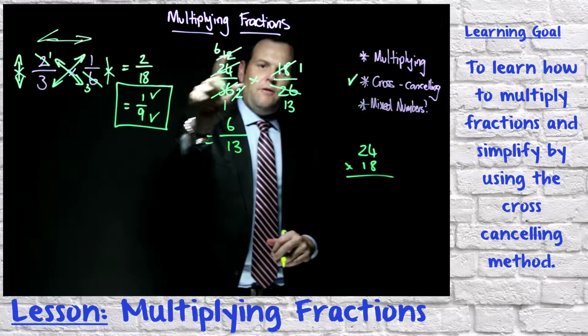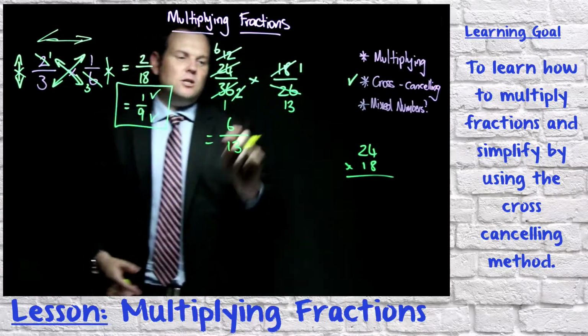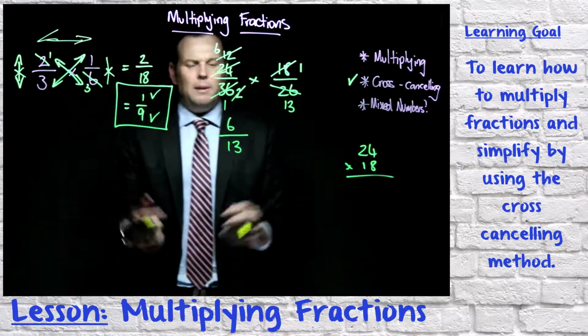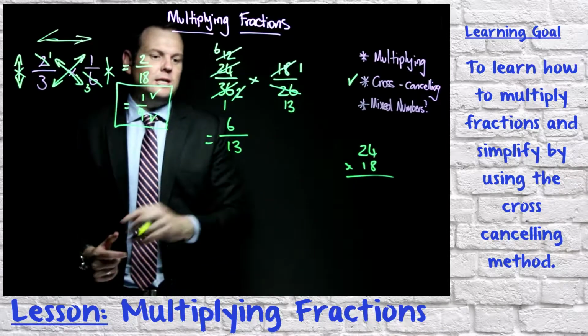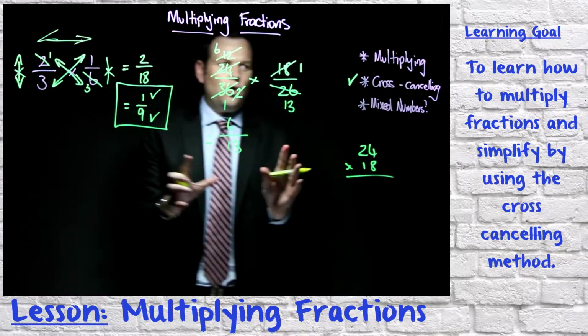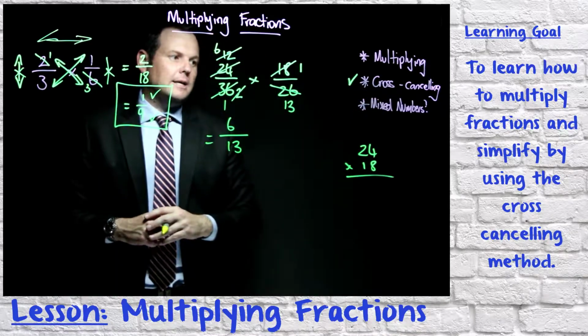Now, if you did 24 times 18, you would have got a huge number. If you did 36 times 26, you would have got a huge number. It would have been correct, but you would have needed to simplify it down to 6 over 13. So cross-cancelling is something that's coming. You're going to have to look at it when it gets there.